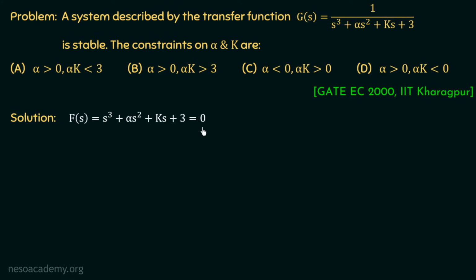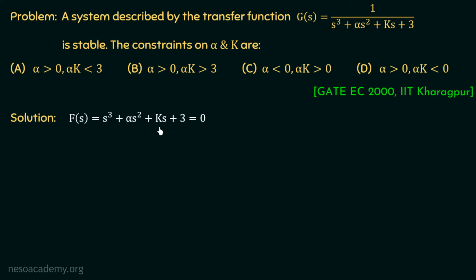If we are given the open loop transfer function, then we will calculate the characteristic equation by putting 1 plus G(s)H(s) equal to 0 or 1 plus G(s) equal to 0. But if the overall transfer function, or we can say the closed loop transfer function, is given to us, we can directly put the denominator of that transfer function equal to 0 in order to have the characteristic equation. Okay, so I hope this thing is clear to you now. This is the characteristic equation of the system, and we are given in the problem that the system is stable. And using this fact, we need to find out the constraints on alpha and k.